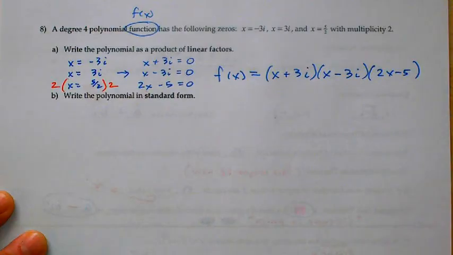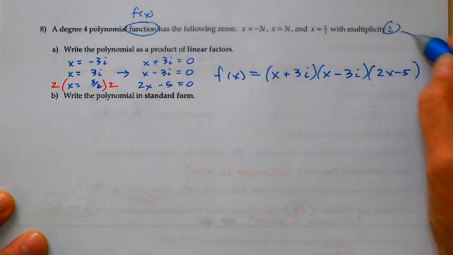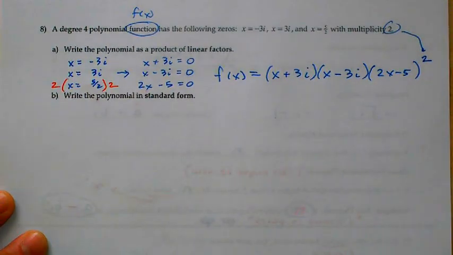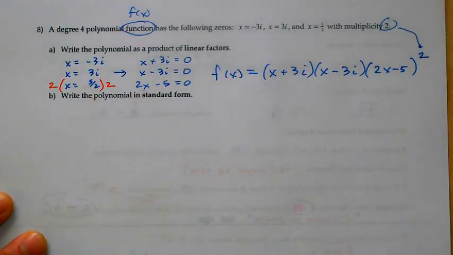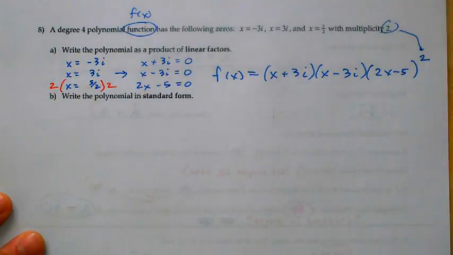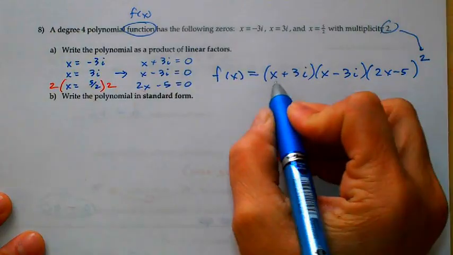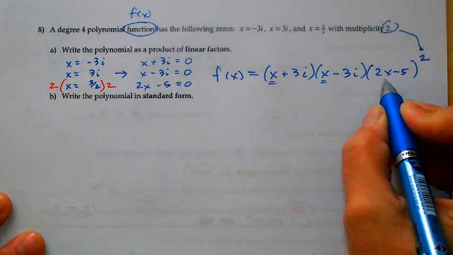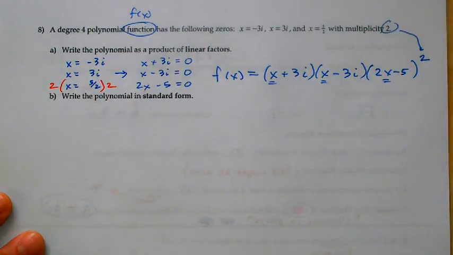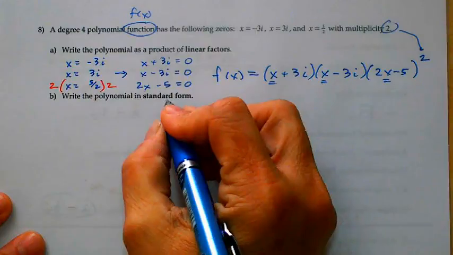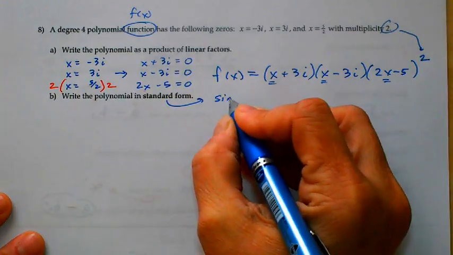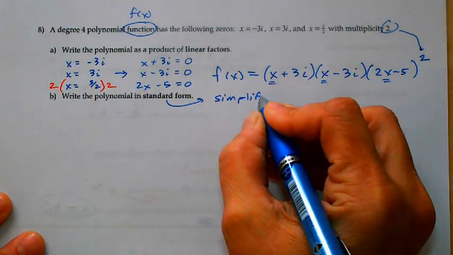And we've got to not forget about that multiplicity of 2. I will show that the factor 2x minus 5 appears 2 times. So that is the linear factorization of that function. Again, each of the x's is only raised to the power of 1 within each factor. Okay, let's write this in standard form, and of course we still must always know standard form means simplified form.